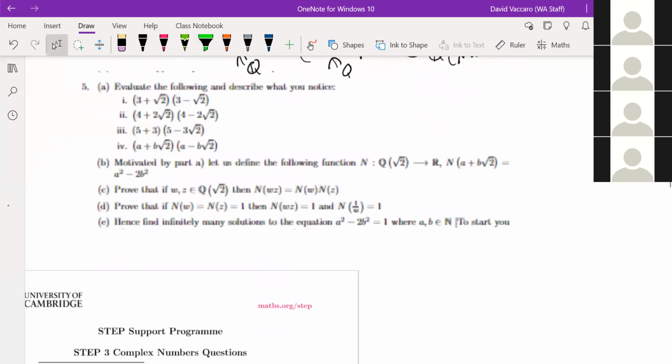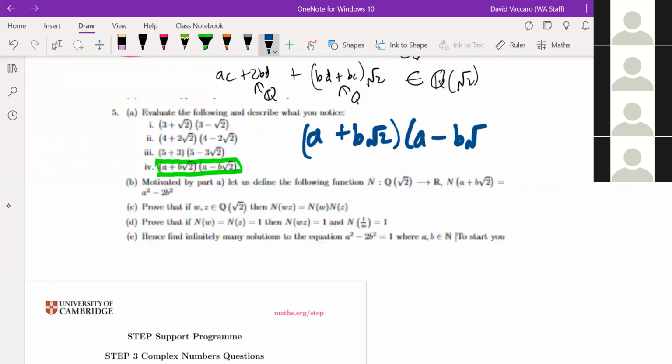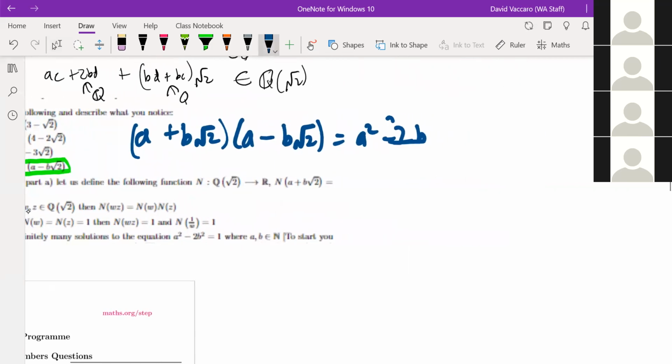Now this question here was guiding people to this idea. We know that if we multiply a plus b root 2 by what we might call its conjugate, if we were in the complex number world, we would call it its conjugate, then we get a rational number.